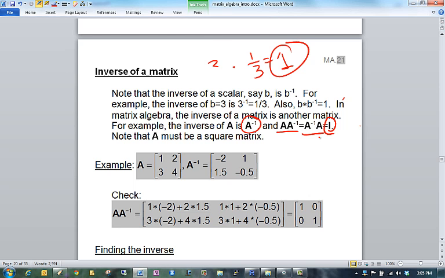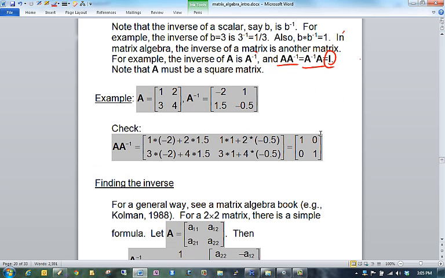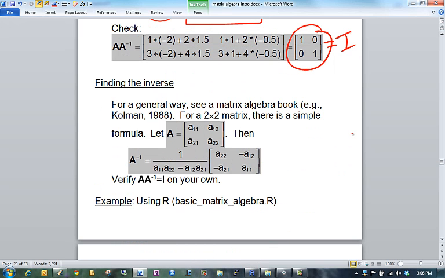Let's take a look at an example. So here's my matrix A. It has simply 1, 2, 3, 4 in it. And then its inverse is what's shown there. And you can verify on your own that when you multiply A times A inverse or A inverse times A, you get the identity matrix. Now, how did I find this A inverse? Well, in a 2x2 context, it's not too difficult to do. And that's the only context that you'll be responsible for.